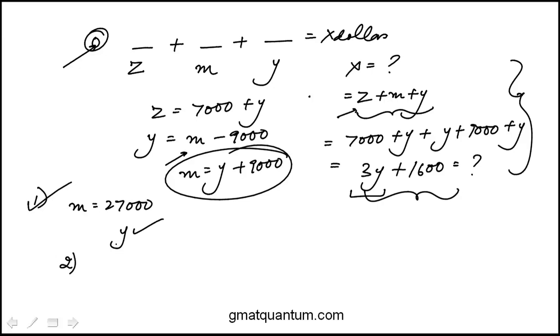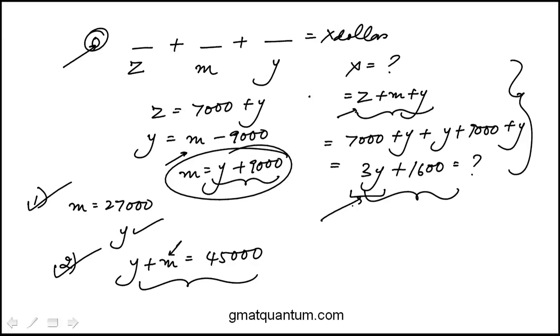Statement 2 is the youngest child and the middle child together: Y plus M is 45,000. And again, we have M in terms of Y. So this would be an equation that will give me Y. And therefore, I would also know what this is equal to. So each statement alone is sufficient. The answer is D.